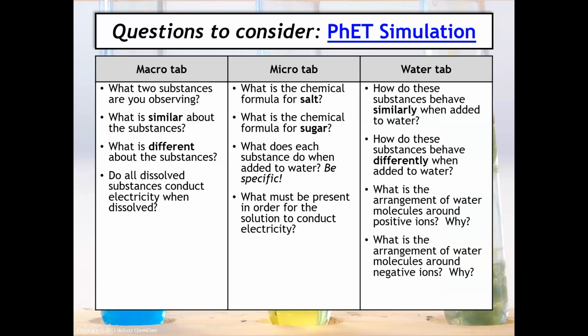So let's look at the water tab. So now it says, how do these substances behave similarly when added to water? How do the substances behave differently when added to water? What is the arrangement of water molecules around the positive ions and why? And what is the arrangement of water molecules around the negative ions and why? Okay, so let's focus on how they behave similarly and how they behave differently.